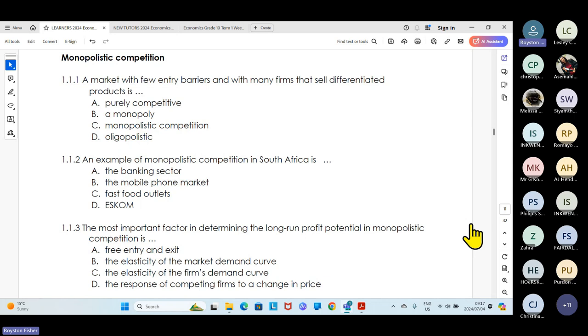Then there's a Philip S. also says it's C. I don't know what school you are from. Nkulesi also says it's C. And most of you are correct in saying that the answer is C.